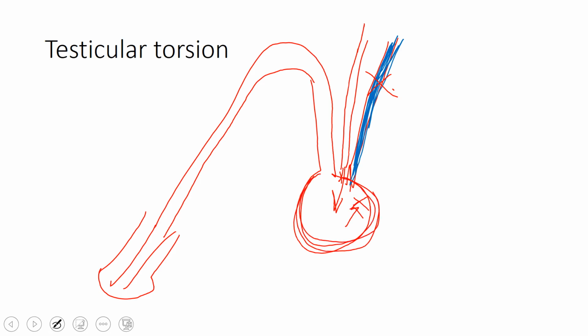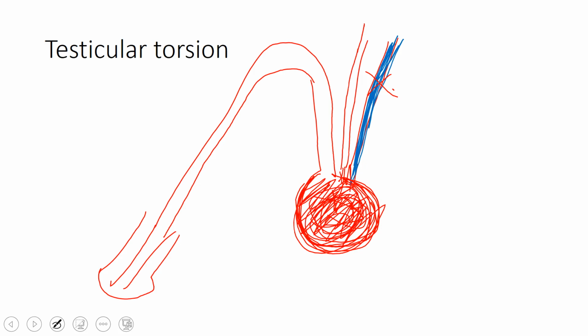And this blood is going to become deoxygenated because it's going to use up all the oxygen. And then things are going to start dying in here. It's going to be like an infarction, sort of like what happens in the heart. So things start dying. It fills full of blood, and the blood gets old, and it just dies. Okay, so you get an infarction of your testicle, and that's not a good deal.